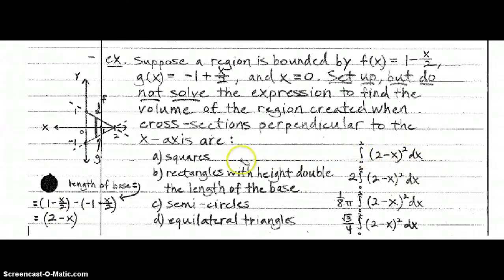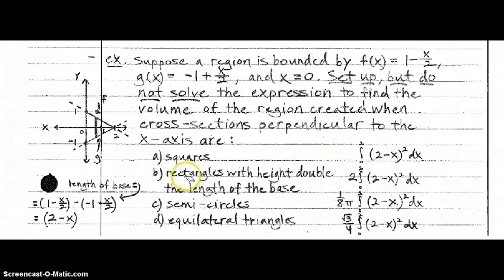So the area of my square would be 2 minus x times 2 minus x, or 2 minus x squared. So if I wanted to find the volume of this entire figure using squares for cross sections, it would be the integral from 0 to 2 of my base, 2 minus x squared dx. We're just setting these up, not solving them, so that's all you would have to do.